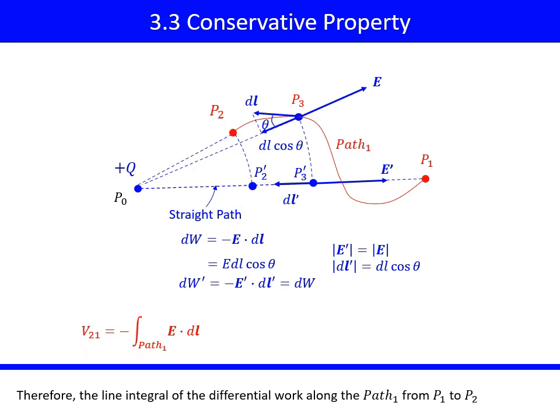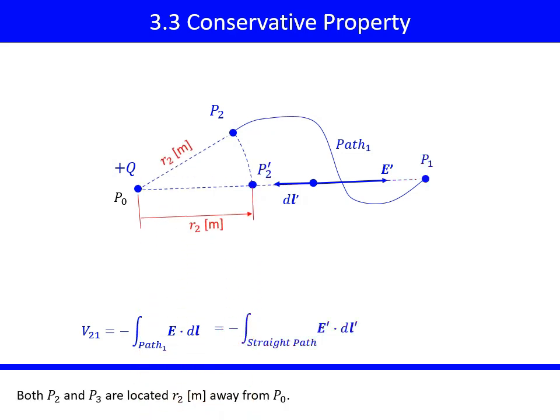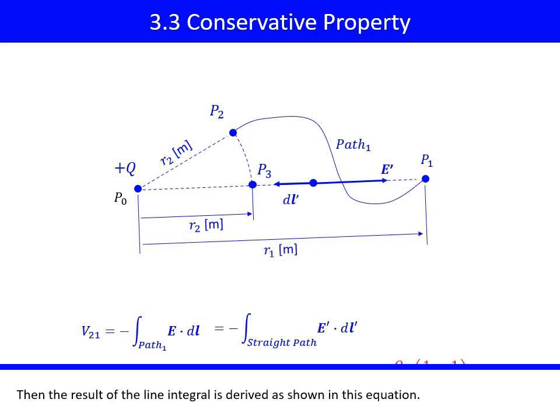Therefore, the line integration of the differential work along path 1 from P1 to P2 equals that along the straight path from P1 to P2'. Both P2 and P3 are located r2 meters away from P0. The distance between P1 and P0 is r1 meters. Then the result of the line integral is derived as shown in this equation.